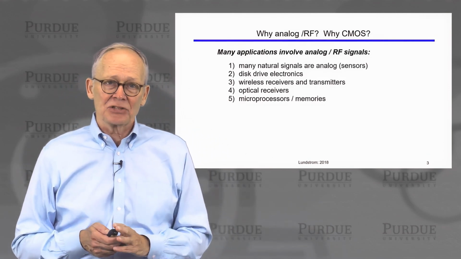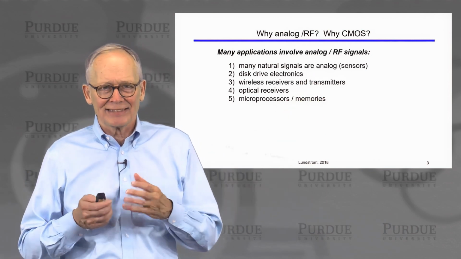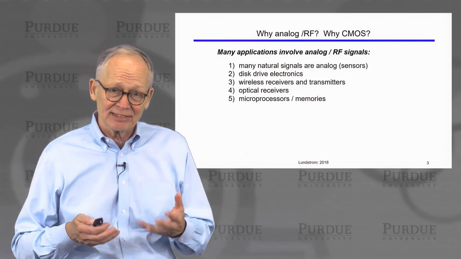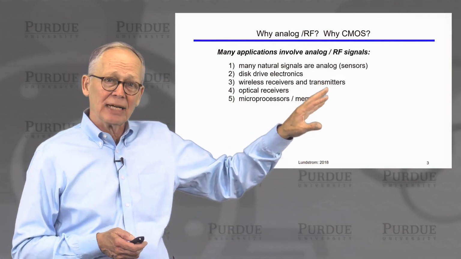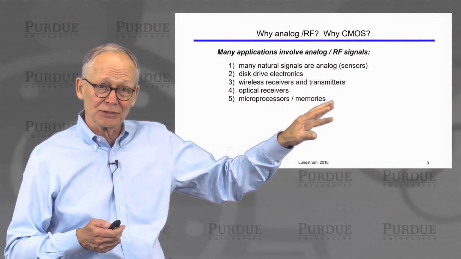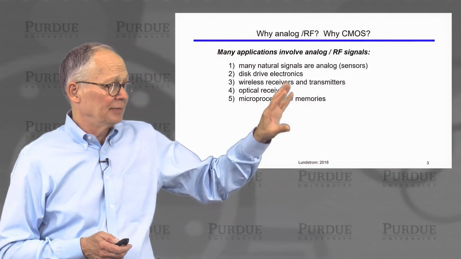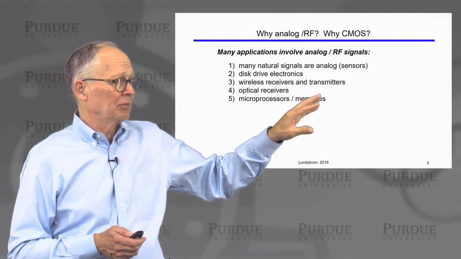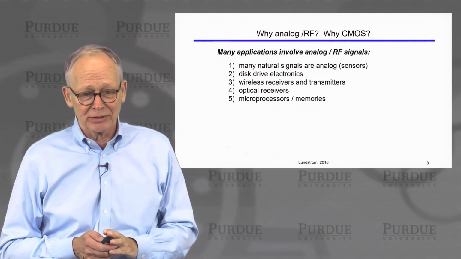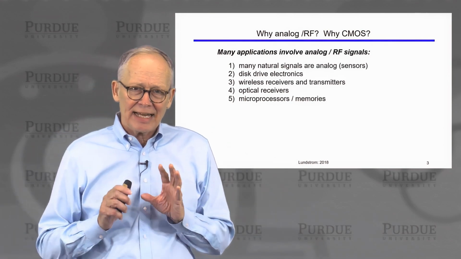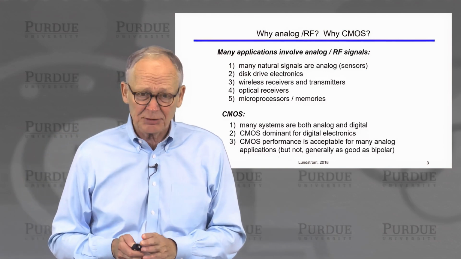Now, there are a lot of applications for analog out in the world. Many of the natural signals that we want to sense with various electronic sensors are just naturally analog. A lot of the signals that we read in things like disk drive electronics, where we want to convert them to digital signals, are really analog signals when we read them. And there are other applications in optical receivers when we're sending messages down fiber optic communication channels. A lot of analog signals need to be processed, oftentimes converted into digital signals.